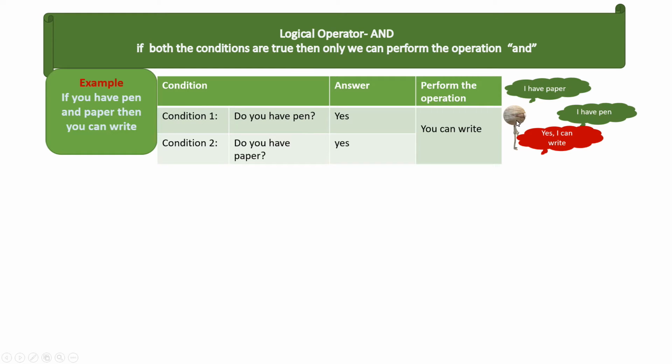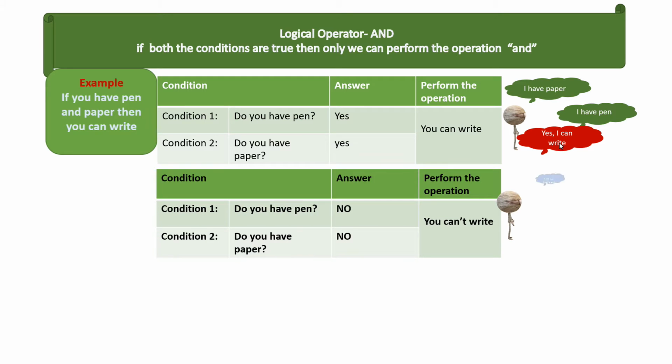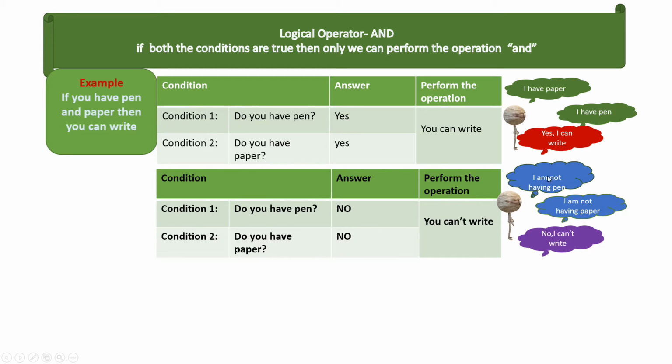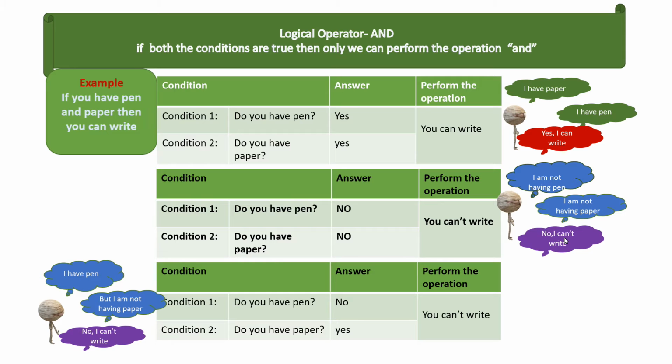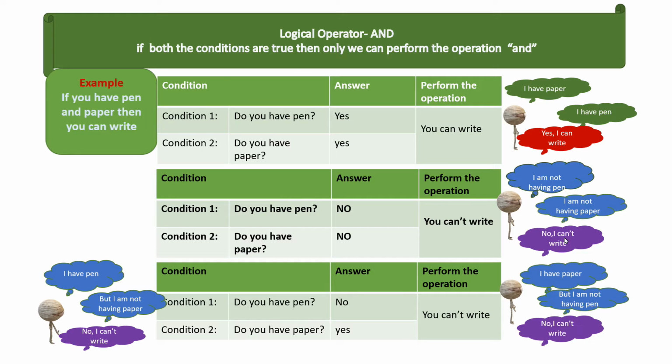Example: this is person A, he has paper and he has pen, so he can write. Then the second situation. This is person B, he does not have pen, he does not have paper, so he can't write. Then the third situation, this is person C, he has pen but he does not have paper, so he can't write. Then person D, he has paper but he does not have pen, so he can't write.